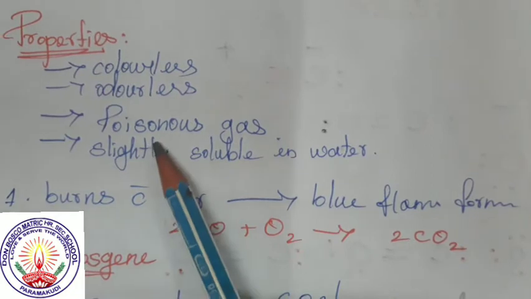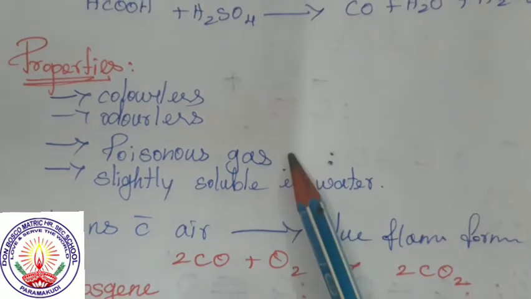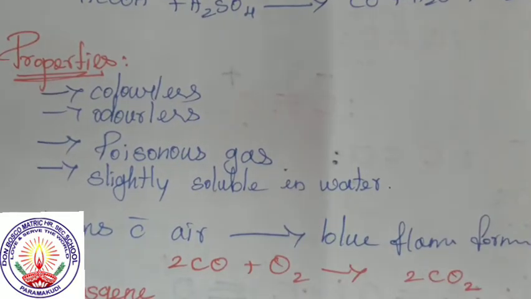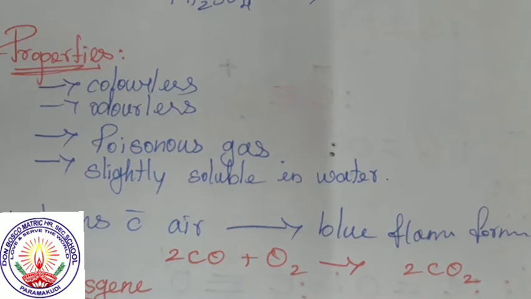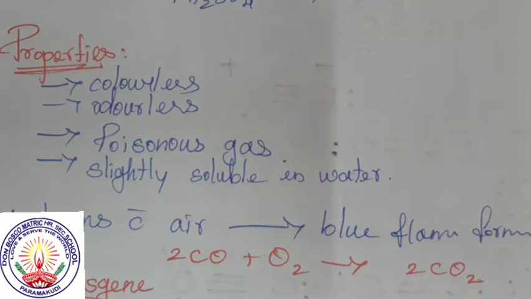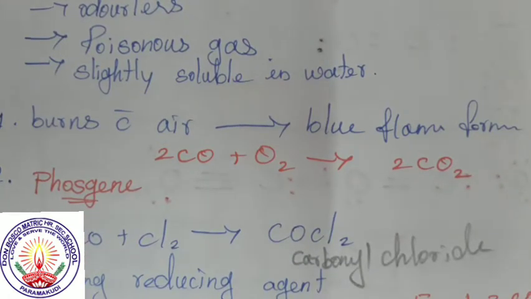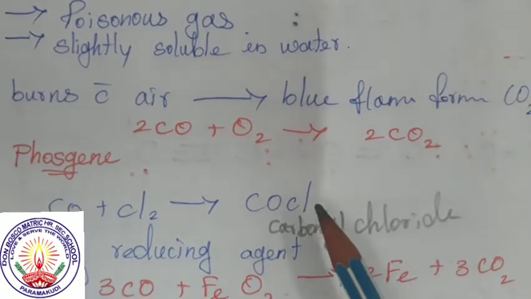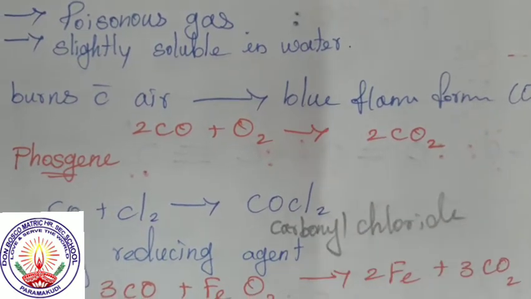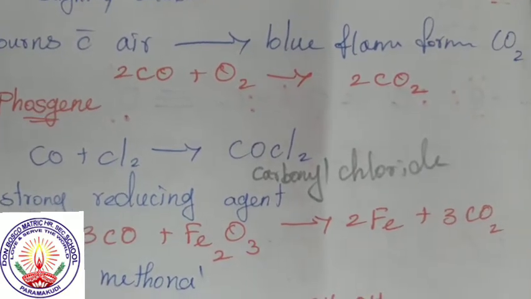Therefore we see this point here, this carbon monoxide is a poisonous gas because it has a property, that means a character, that it forms phosgene. Phosgene is nothing but when it is treated with chlorine, it gives carbonyl chloride, and this carbonyl chloride is used in preparation of isocyanide. Next, its property is it gives methanol.